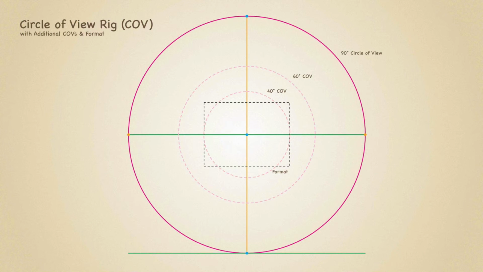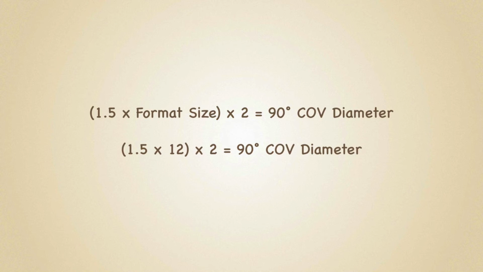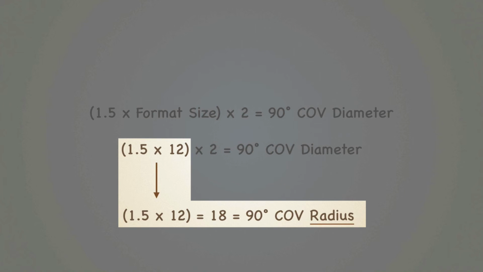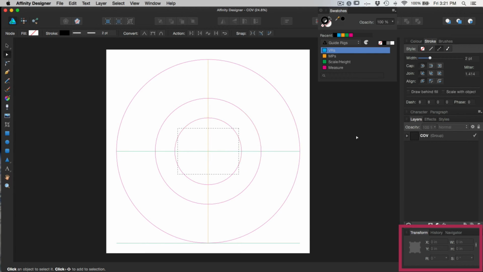I use the value of the longest edge of my format size, which was 12 inches, to fill in the equation. Remembering any part of my drawing falling outside of a COV gets increasingly distorted, it then makes sense to base the COV on the long edge of the format to minimize any possible distortion. So my view distance was calculated using 1.5 times 12, which equals 18 inches, and equal to the radius of my 90-degree COV. To get the full diameter of the COV, I only needed to multiply 18 times 2 to get 36 inches. In the lesson, I was able to take advantage of Affinity Designer's capability, allowing equations to be entered directly into the Transform Dialog's input fields.